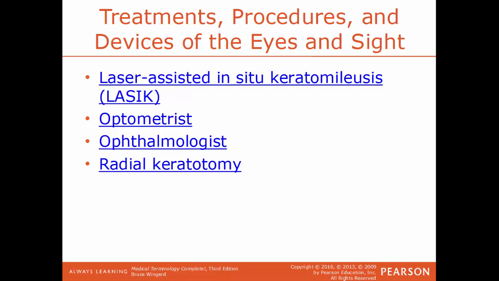Next term here, RK, radial keratotomy. This is a surgical procedure that will help to correct myopia, and this involves cutting of the cornea. And it's called radial keratotomy because you have radial incisions made into the cornea, starting in the middle of the cornea, they're going out to the border.